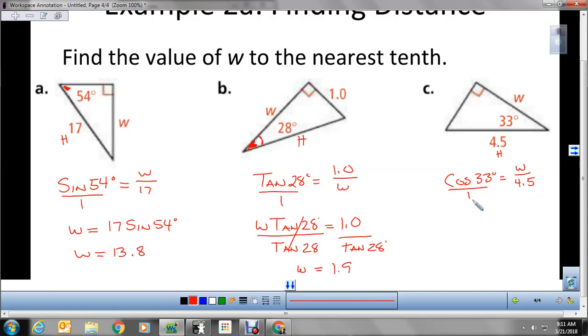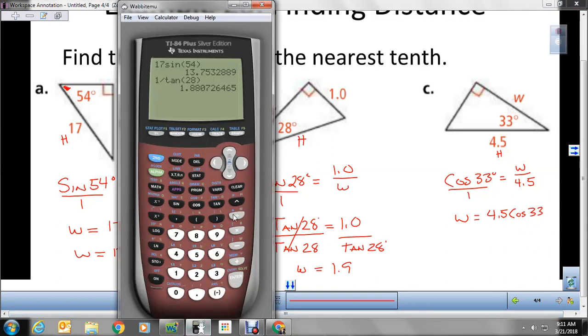Cross multiply, 1 times W is W, and 4.5 times the cosine of 33. Once again, we go back to our calculator, and we'll take 4.5 times the cosine of 33.